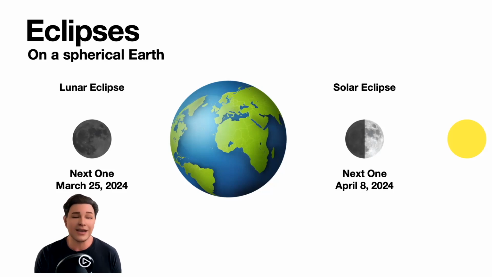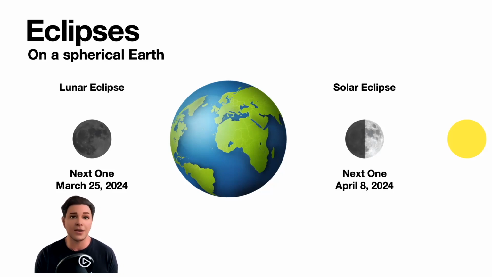On the right-hand side is a solar eclipse. That's when we can't see the sun because the moon is directly between our view of Earth and the sun. It blocks the sun. That's called a solar eclipse. We can't see it. The sun is eclipsed by the moon. That's what happens. The next one's going to happen April 8th, 2024. We know exactly when that's going to happen, and we know exactly on Earth who can see it.